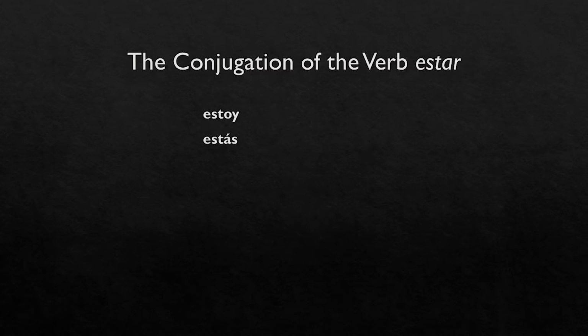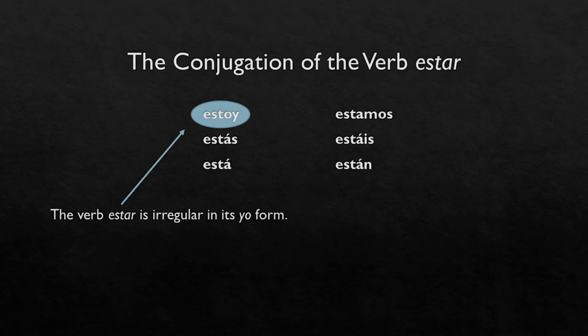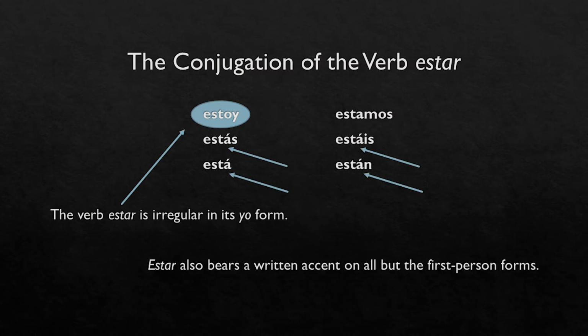Estoy, estás, está, estamos, estáis, están. You'll notice that the yo form is completely irregular, estoy, and that many of the other forms have a written accent on the ending. This is important because stress, as you know in Spanish, often distinguishes one word from another one. So estás, está, estáis, están. Make sure that when you speak, you are putting the stress firmly on that last syllable, and that will help you to remember to write the accents there when you are writing the verb.